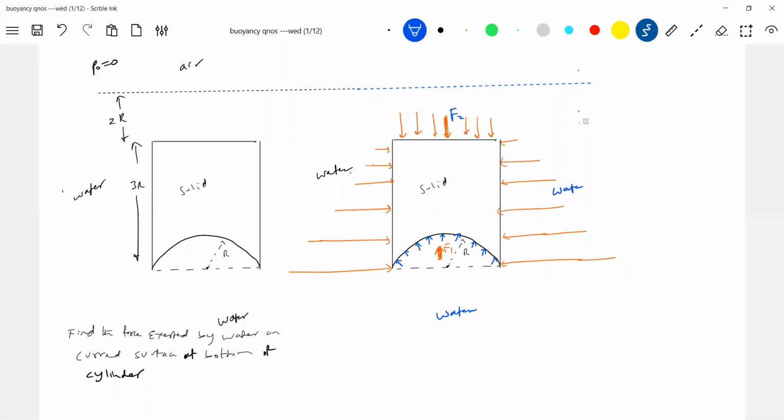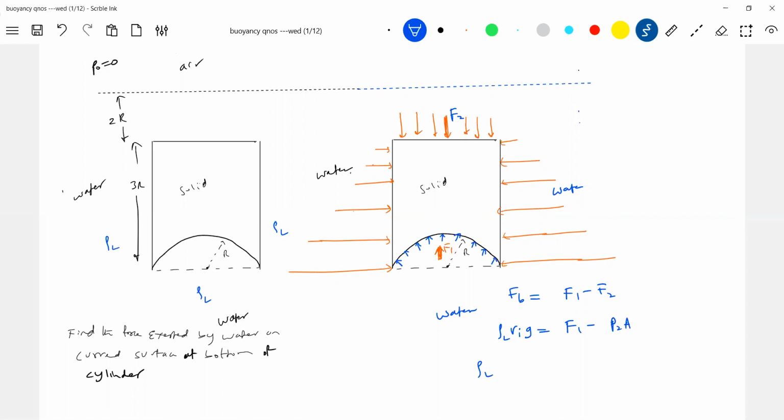The buoyant force FB should be equal to what? F1 minus F2. Do we know the buoyant force? It is the density of the liquid times the volume immersed times g. So what is F1? F1 is what we have to find out. What is F2? F2 will be pressure P2 into area, this will be of radius R.